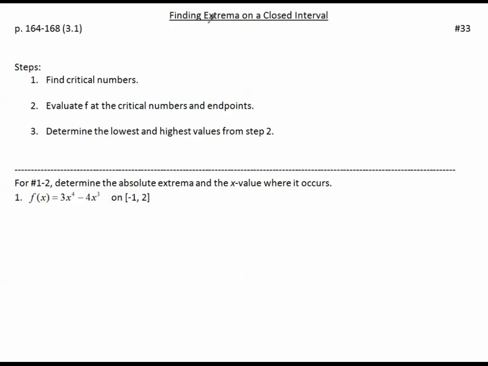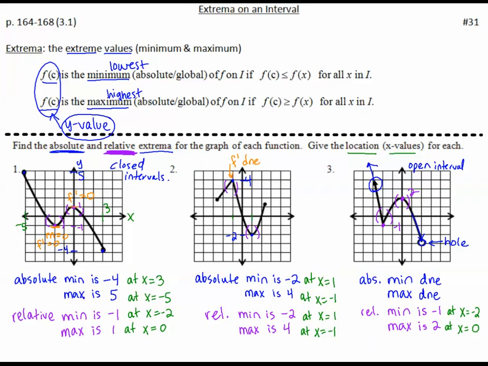Finally, let's discuss finding extrema on a closed interval. Remember, extrema means the max and min values, the absolute max and min values, and on a closed interval, they must exist. Remember, the extreme value theorem tells us these must exist on a closed interval, if we have a continuous function.